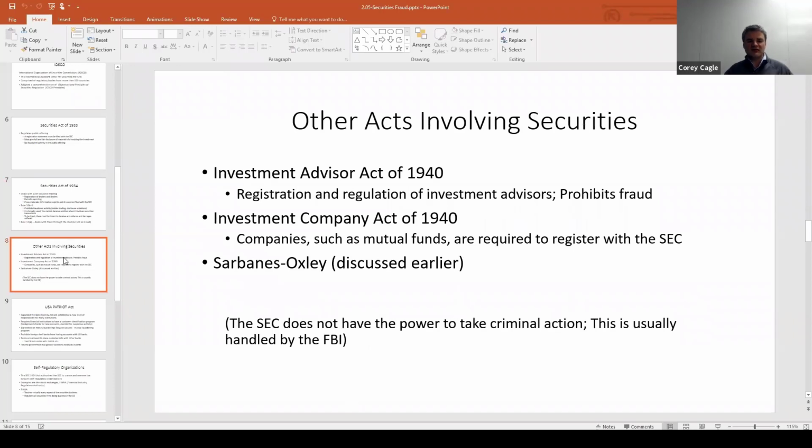Other acts, you've got the Investment Advisor Act of 1940, Investment Company Act of 1940, Sarbanes, we know enough about that. Let the name kind of lead you to what it is. The Investment Advisor Act involves the regulation of the advisors, and it prohibits fraud, right? Pretty much all these do. The Investment Company Act, companies such as mutual funds, it kind of regulates them, right? And I just noted at the bottom, the SEC doesn't have the power to take criminal action. FBI typically handles that.